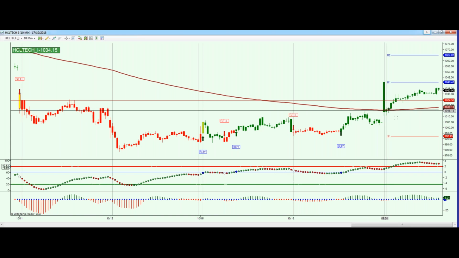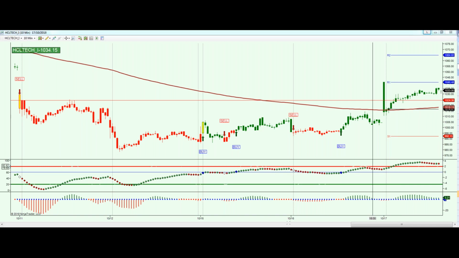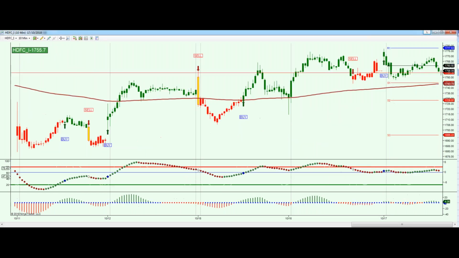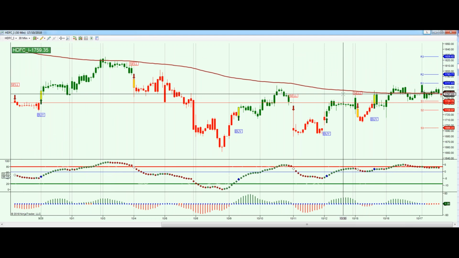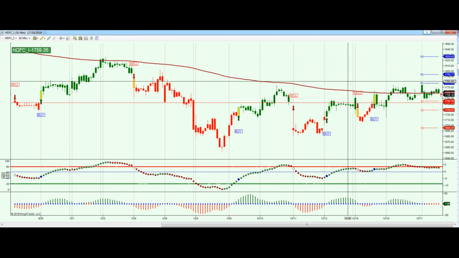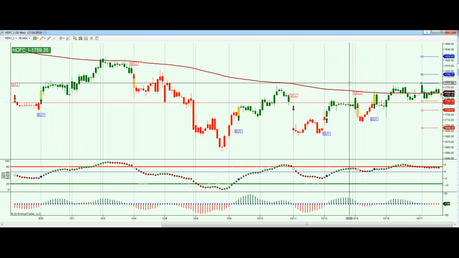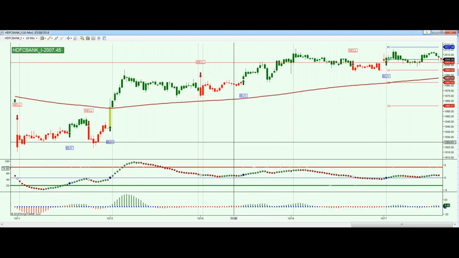HDFC Bank and HDFC. It has been very flattish today. You can see that it was a gap up open, and then it went down, and now it's tracing back, but on a long-term basis, it's still a buy call. So once it breaks this resistance, we can expect a target of 1778.